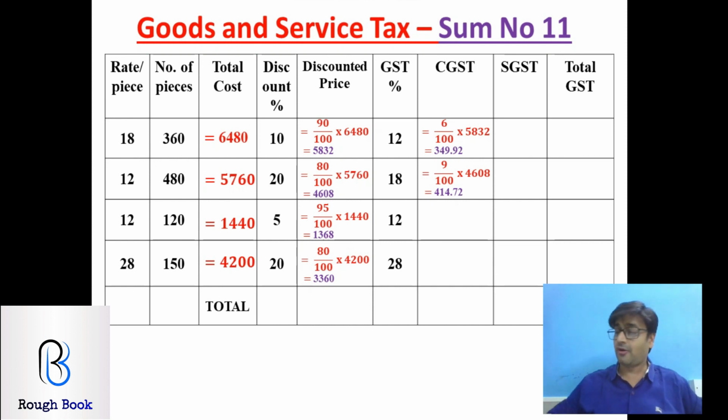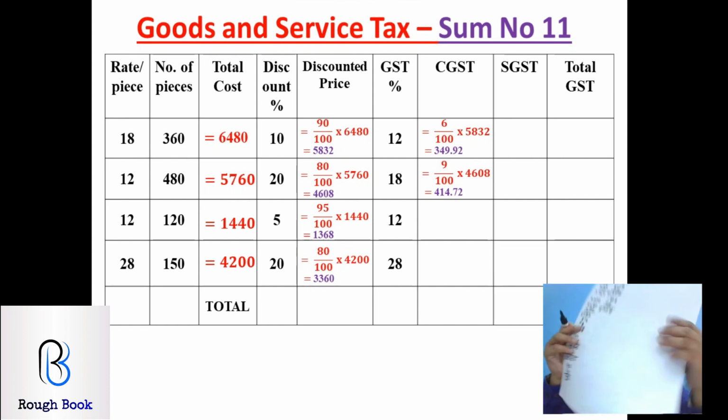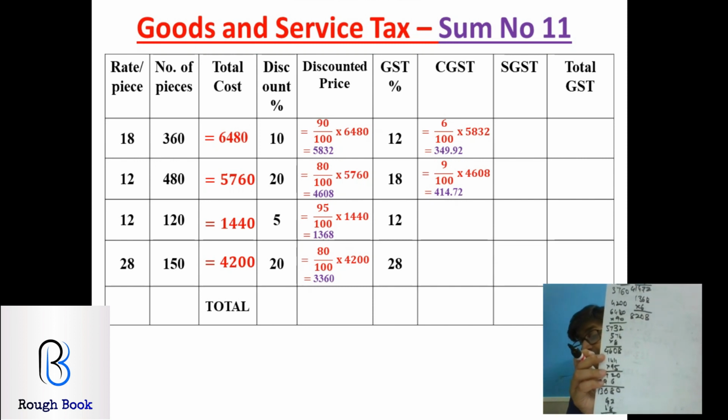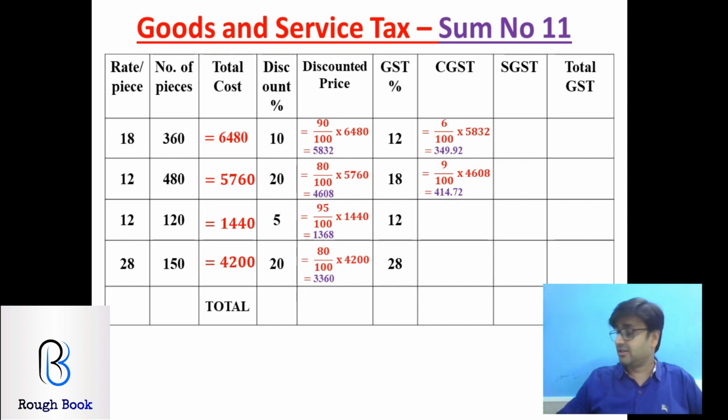Come on, 6% of 1368. So 1368 into 6. Let's calculate. 48, 36, 40, 18, 36, 44, 18, 22, 6, 7, 8. I'm getting it as 82.08. I calculated it. Did you calculate as well? Let's check. Computer G, please give us the answer. Correct answer, guys.